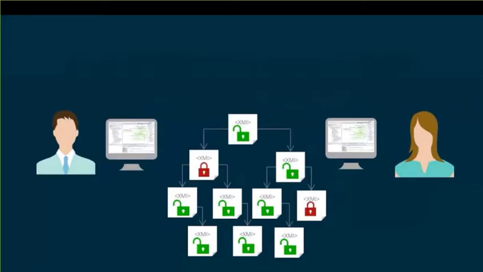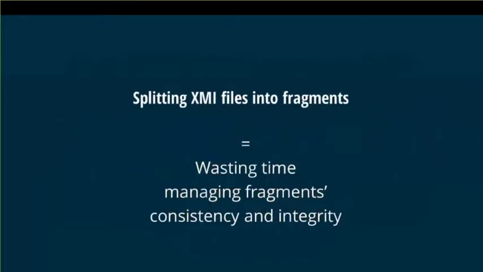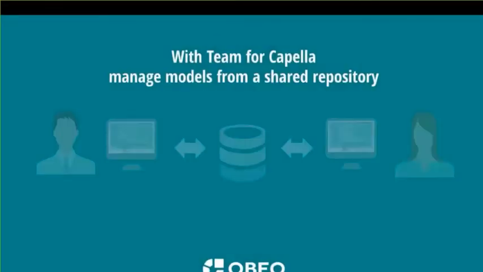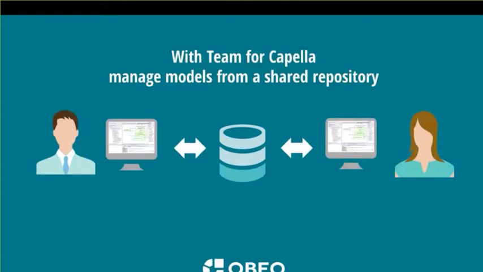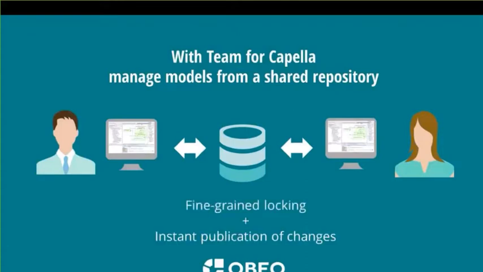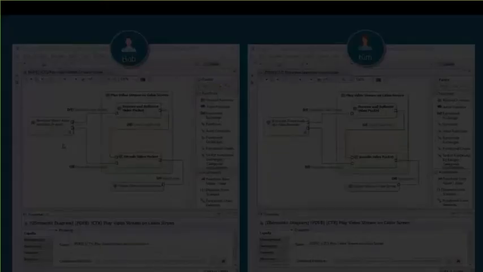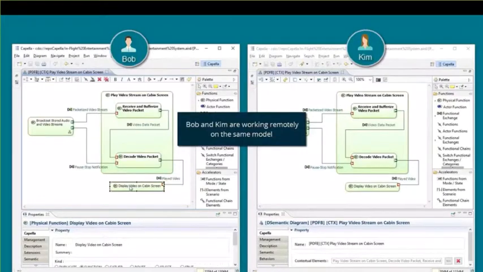Another very commonly used way of achieving collaboration on textual files is to split the models in several fragments, but once again, this will result in a waste of time. So Team for Capella will allow you to really collaborate on the same instance of the model using a shared repository. Now you can see on screen how it really takes place.